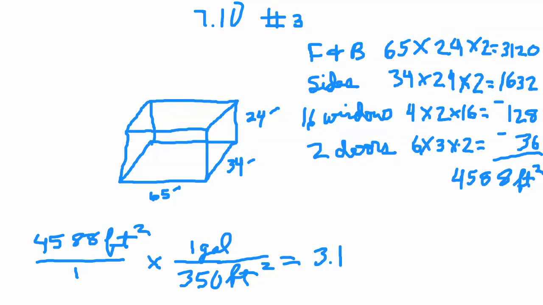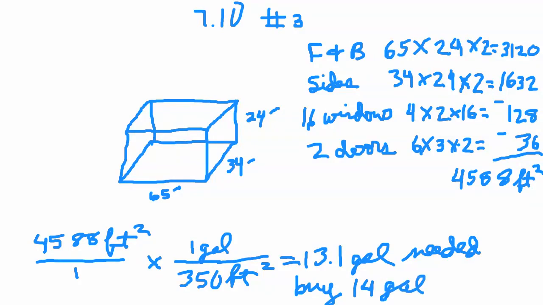That's important. But we can't buy just 0.1 gallons. So how many gallons do we have to buy? We can buy 14 gallons. You'd have to buy 14 gallons in order to have enough. 14, to the nearest gallon.